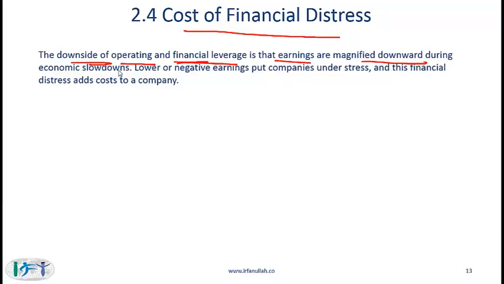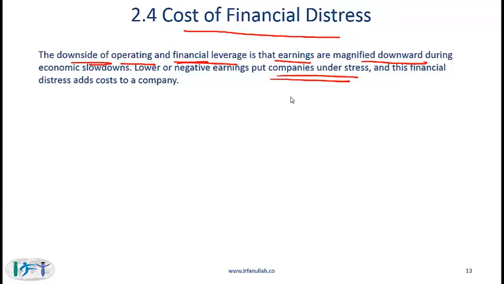So when your EBIT is low and you have fixed costs, be they fixed operating costs or fixed financial costs, then that has a negative impact on your overall income. So this can put a company under stress, and that stress, when a company has trouble paying, for example, EBIT is low and the cost of debt is high, the company obviously will have trouble paying its debtors, and then we say that a company is in financial distress.